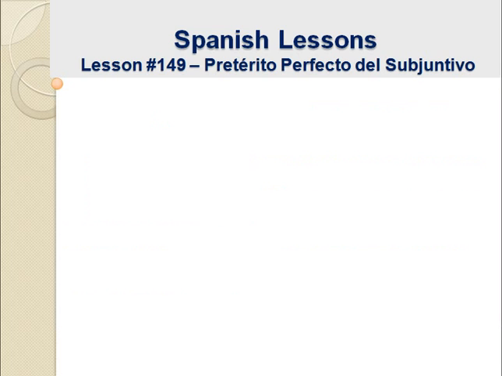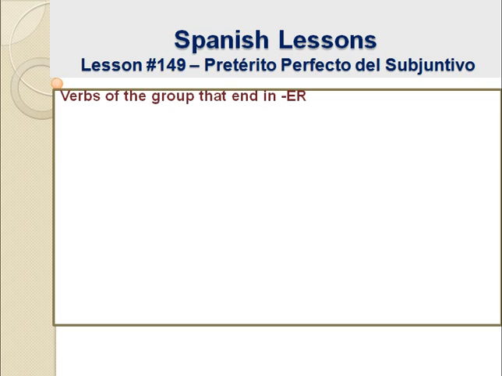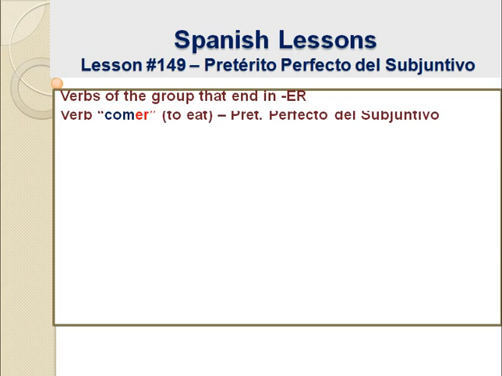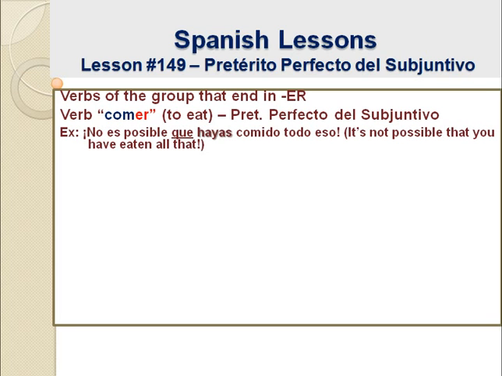Now let's jump into the second group of verbs, the verbs that end in er. Like, for example, the verb comer, or to eat. Example. No es posible que hayas comido todo eso. It's not possible that you have eaten all that. Hayas comido is the verb comer in pretérito perfecto del subjuntivo.